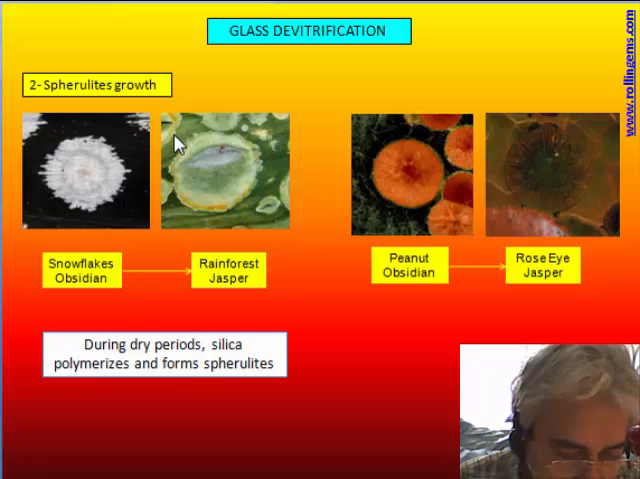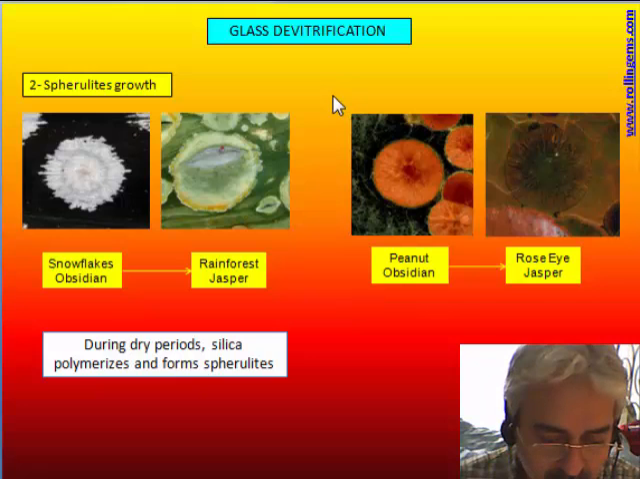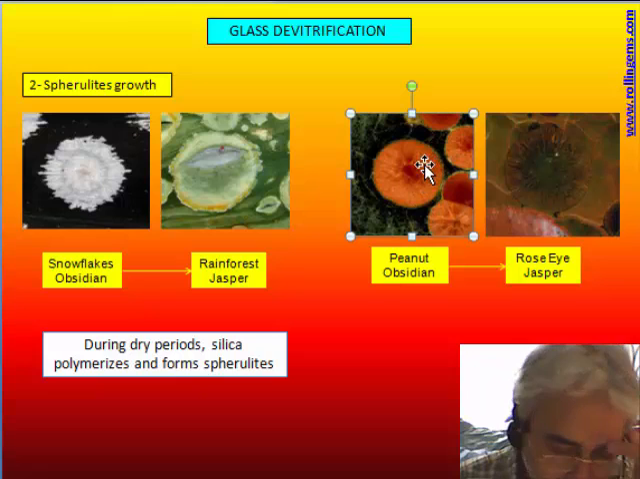And another kind of growth of spherulite is in fibrous structure, and this is the case when the lava is very alkaline, and this is the crystallization of alkali feldspar, fibrous alkali feldspar. And also in this case we can see fibrous spherulite in obsidian and in jasper.